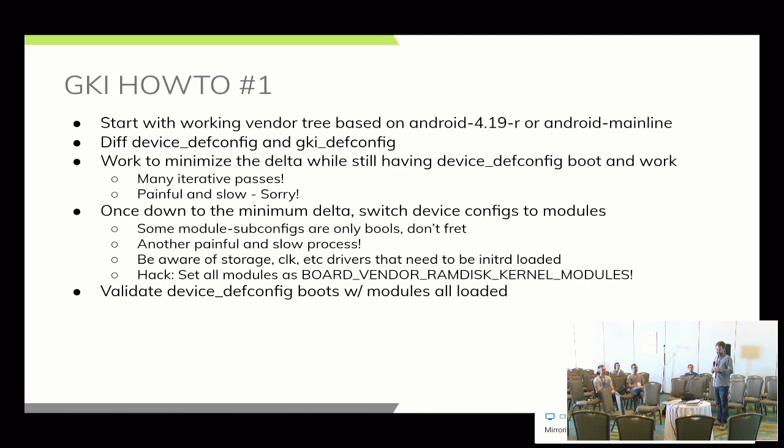Basically, what you want to do is once you get down to that minimal set, the other aspect, too, trying to figure out which modules need to be in the NRD can be a little complicated. What I used as a hack was just setting all of them as RAM disk modules. This is probably not what you want to use long term, but at least in the short term, it's not really that different from having all of those built into one kernel image to begin with.